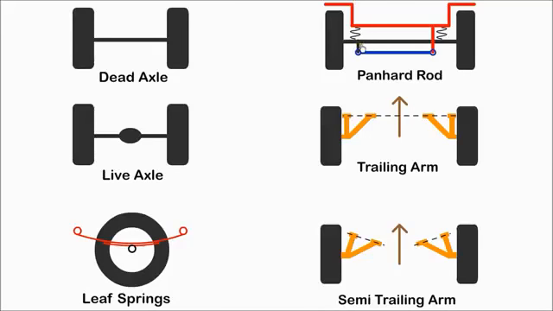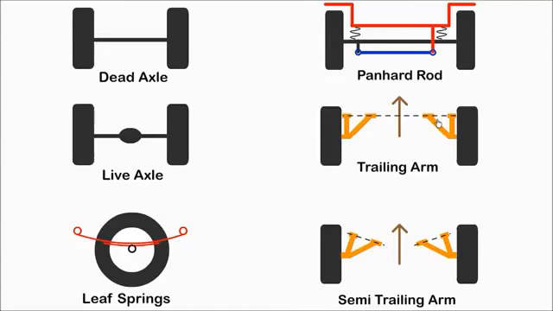With an independent rear suspension, there is no axle between the wheels. The wheels can move independently of each other. Examples include trailing and semi-trailing arm. With a trailing arm, each rear wheel is supported by an arm hinged to the structure of the car. There is no change in camber as the wheel moves up and down.